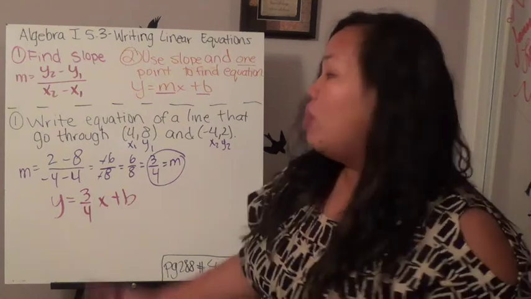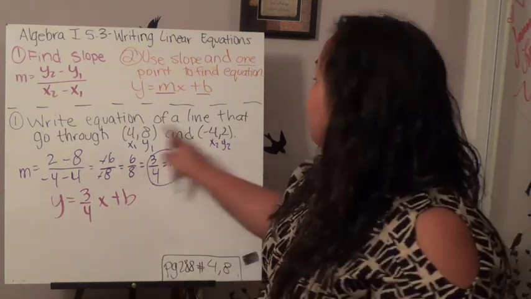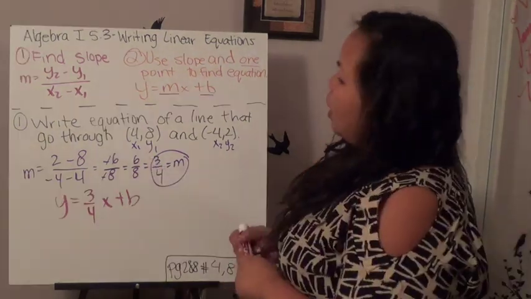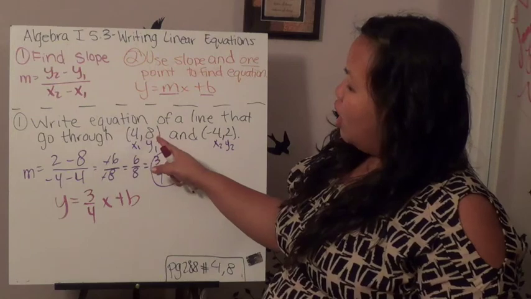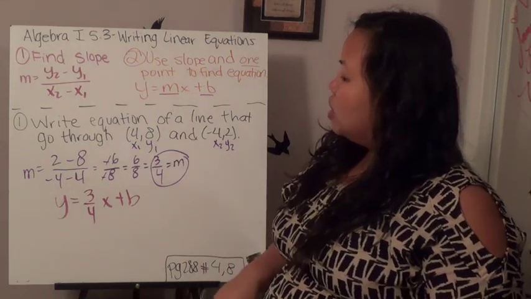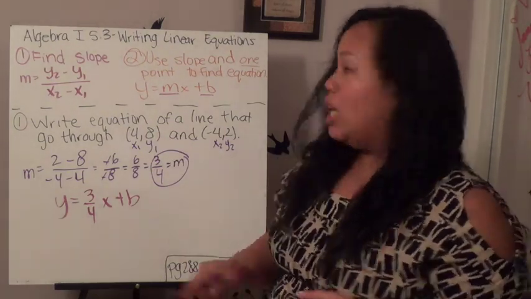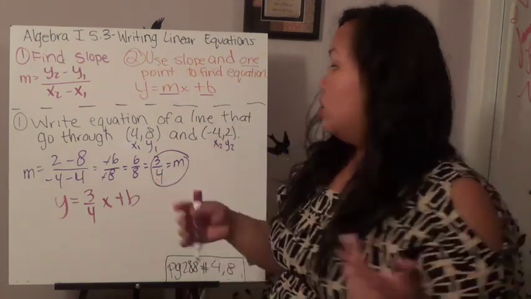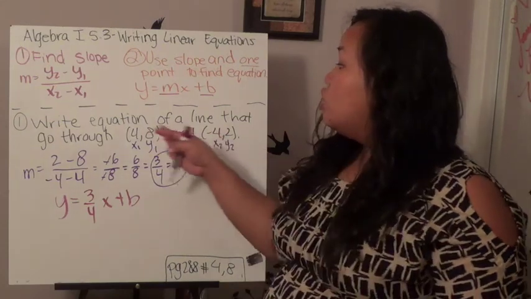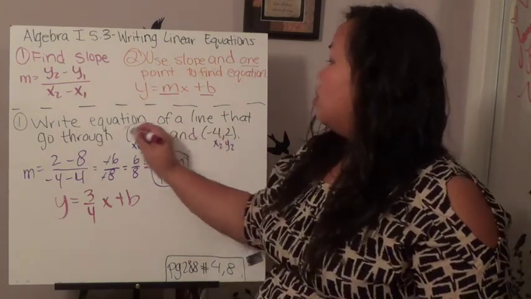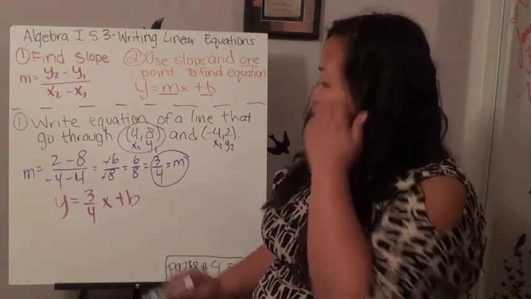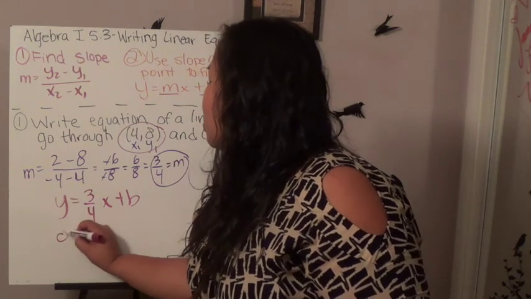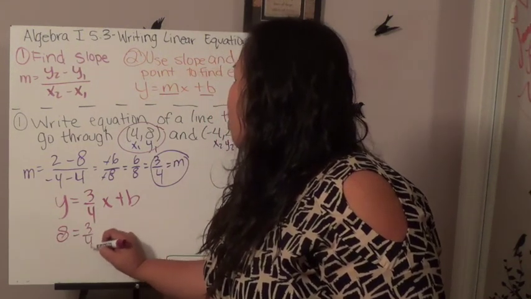Now, I don't know what b is, but I do know that both of these points are on the line. That means whatever I end up with for b, if I plug in 4, 8 into this equation, once I find what b is, it'll be a solution. That means it'll be equal on both sides. If I plug in negative 4, 2, that will also be a solution. So, if I can just use one of these, I'm going to choose, let's say, this one. And I'm going to plug it in temporarily, okay, because I know this is a solution. I'm going to plug in this for y, which is 8 equals 3 over 4, and my x.